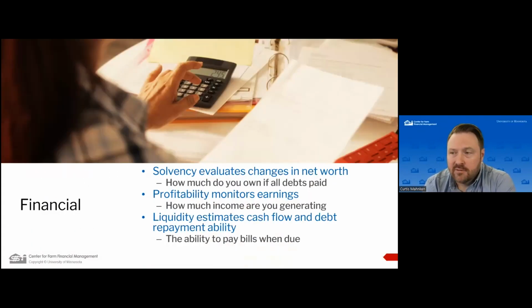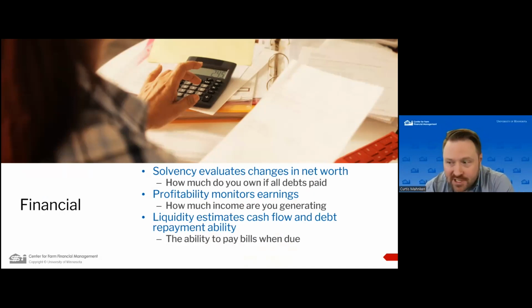Solvency, for those of you who maybe don't have a lot of experience with the financial statements, it's how much you are going to own if all of your debts are paid. So basically, if you had to liquidate the business, how would you come out? So if you have money left over, you're solvent. Profitability, we're looking at earnings and how much are you earning over a time period. And then liquidity, we're looking at cash flow. And then the debt repayment ability.